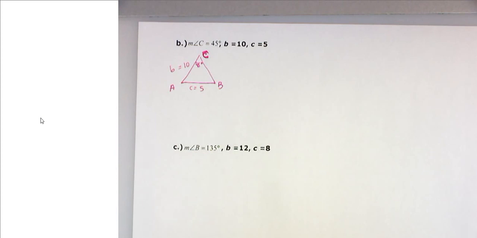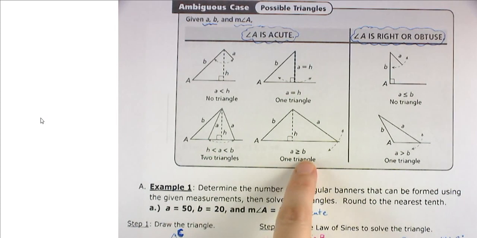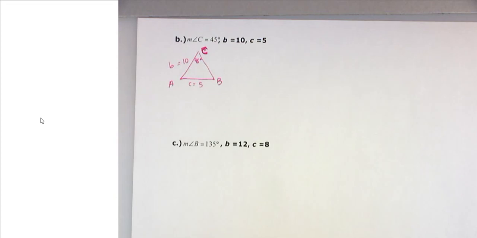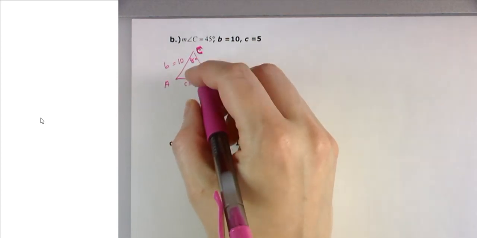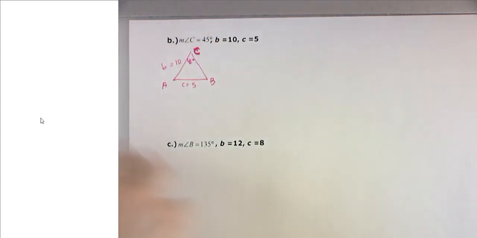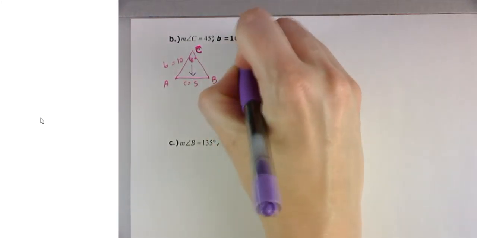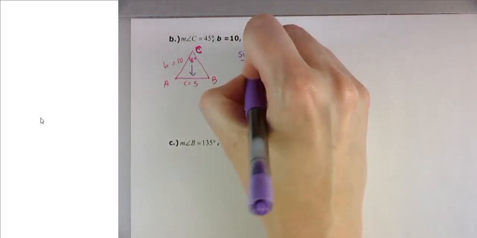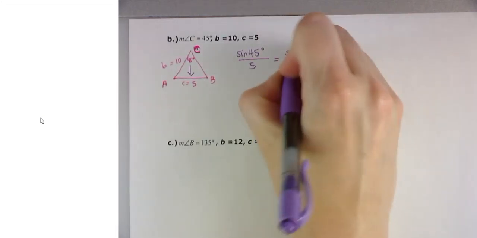So with our chart, it's always comparing like the H and the A together, or A and B. So since we don't have side A, we are just going to set up our law of sines and see if we can solve our triangles so that we can find A to decide what case we have. So we do have a matching pair here. We have an angle and the side across from it. So we'll set up the sine of 45 degrees over 5 equals the sine of B over 10, and then we're going to solve for B.